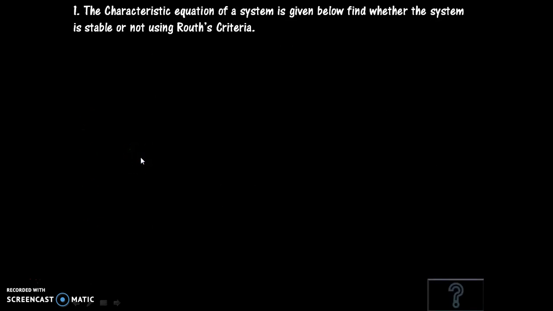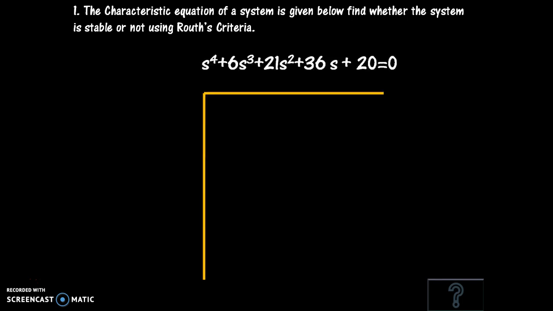Now we are going to solve the problem. The first problem: the characteristic equation of a system is given below. Find whether the system is stable or not using Routh's criteria. s to the power 4 plus 6s cube plus 21s square plus 36s plus 20 is equal to 0. This is the characteristic equation given to us.